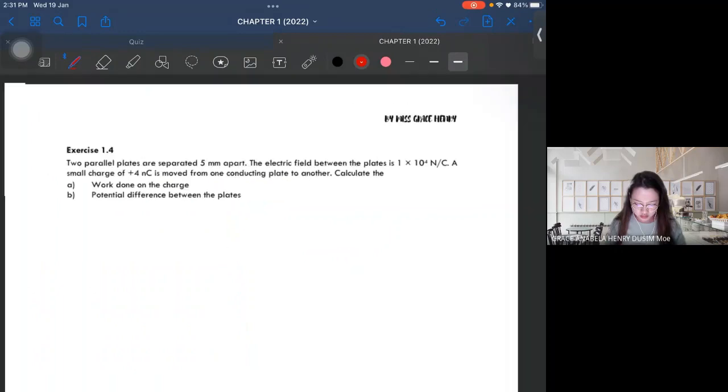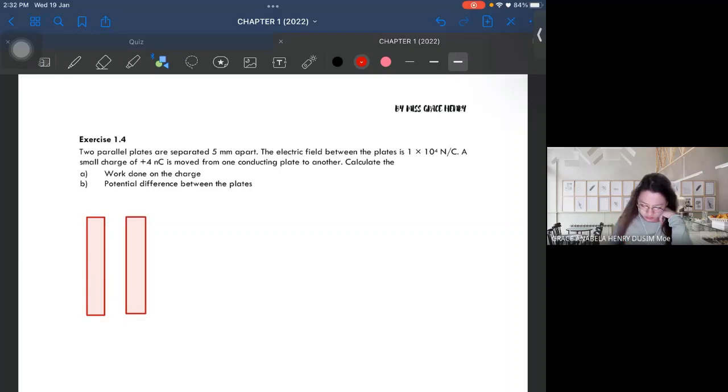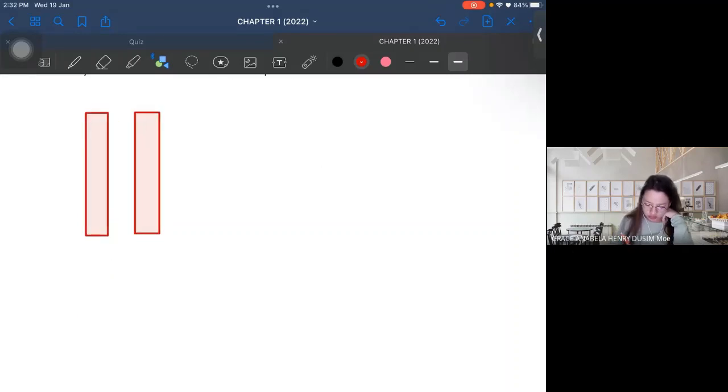Okay, exercise 1.4. So now there are two parallel plates separated 5 millimeter apart. So for example, these are your parallel plates. Okay, so it is separated by 5 millimeter.